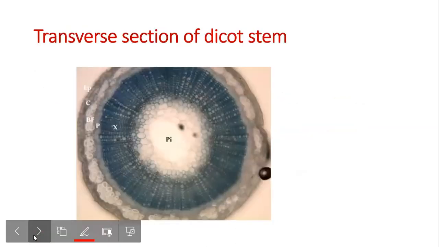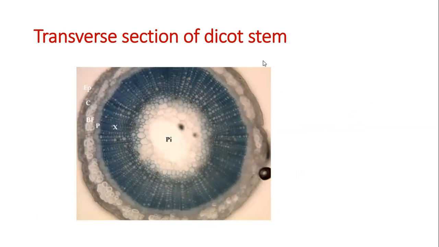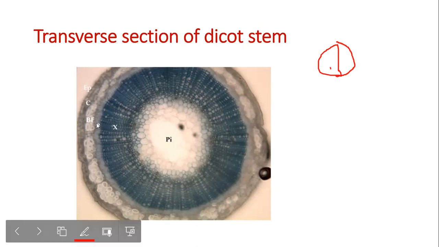Now, coming to the transverse section of the dicot plant. So what is a monocot or a dicot stem? So basically the seeds which contain only a single embryonic leaf or cotyledon is called a monocot. Dicot means the seed is containing two embryonic leaves or cotyledons. Like for example, chickpea, you can see something like this, right? So it has two cotyledons.